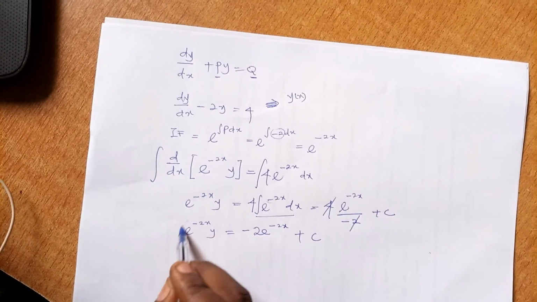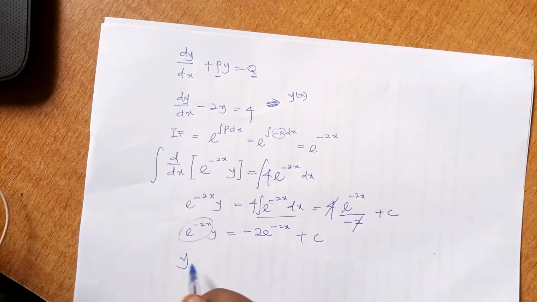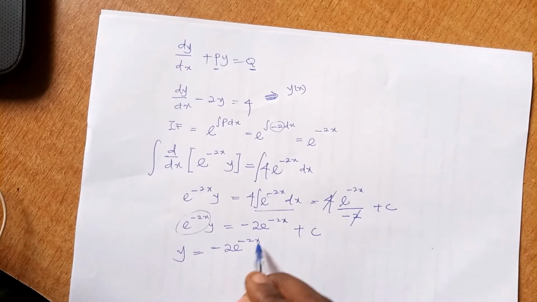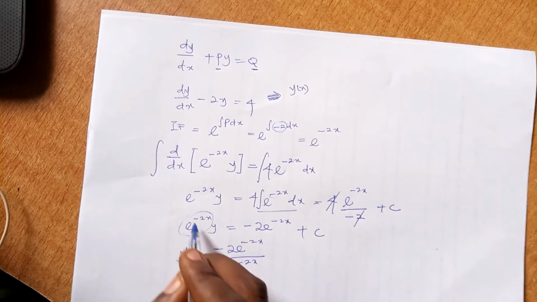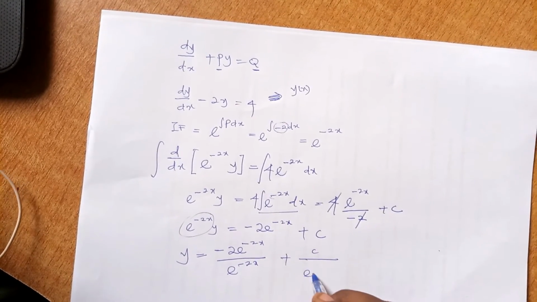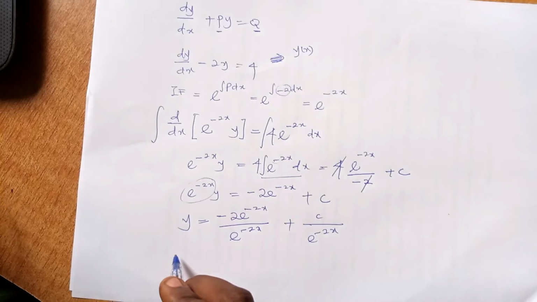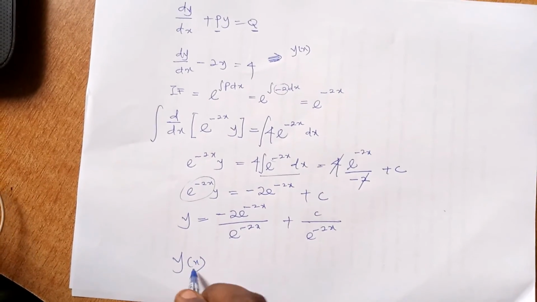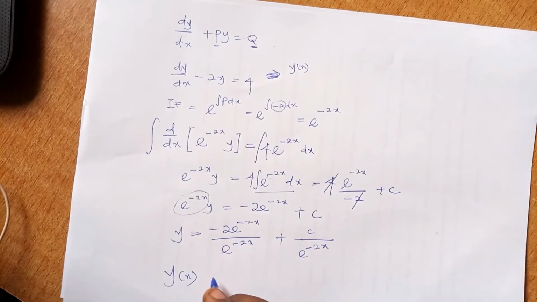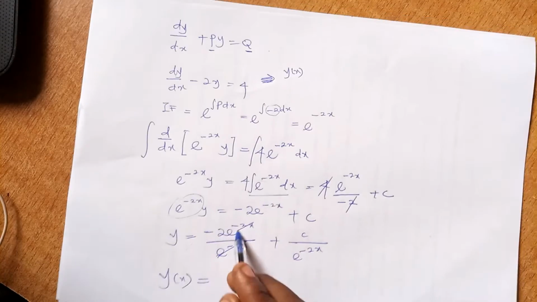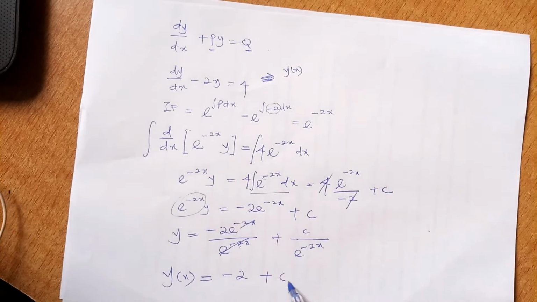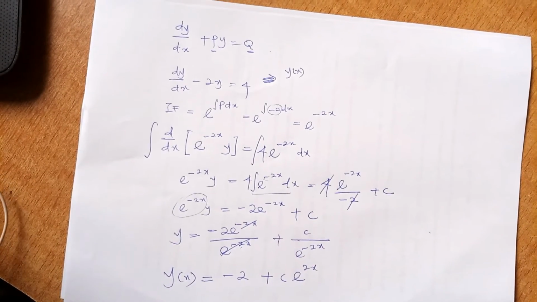The next thing is to divide both sides by the coefficient of y, because what we're looking for is y. So y, the unknown function, equals minus 2 exponential minus 2x divided by exponential minus 2x, plus c divided by exponential minus 2x. Looking at this now, y of x, which is the solution of this first order linear ordinary differential equation, equals, this one cancels this to give minus 2, are we together, plus c, which will give exponential 2x.